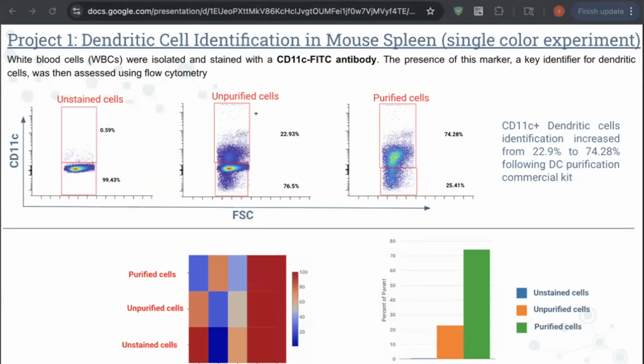This bar chart provides a clear summary, showing a significant increase in the percentage of CD11 positive cells in the purified sample, which validates our purification method.